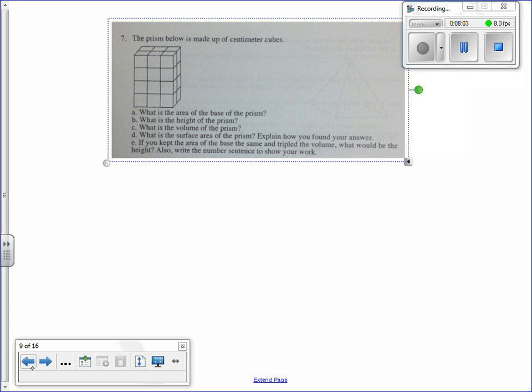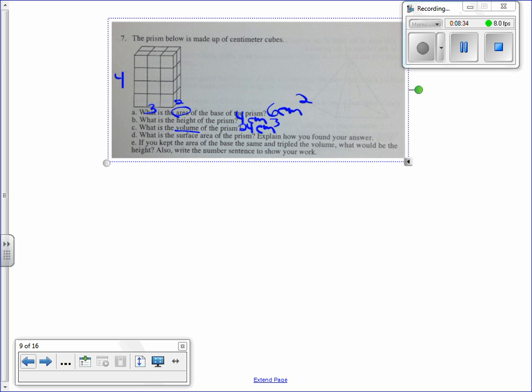A, what is the area of the base? Well, it looks like I have 1, 2, 3 here, 2 here, 4 high. So the area of my base is 3 times 2, which equals 6. Dealing with area, centimeters squared. What is the height? My height is 4 centimeters. What is the volume? Well, area of the base would be 3 times 2 is 6. 6 times 4 is 24 centimeters.